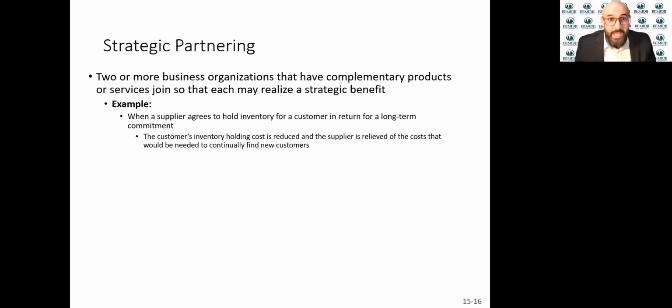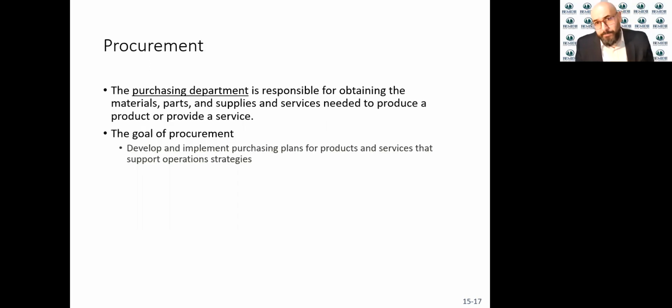All right, so for these items that are important and high risk, we have to build strategic partnering, which is basically building a relationship with other organizations, where both organizations have a mutual benefit. For example, when a supplier agrees to hold inventory for a customer in return for a long commitment, both of them will be in a win-win situation. Thus, the customer will have their material and supply available anytime, and the supplier will have a customer and continue in the market with that customer.